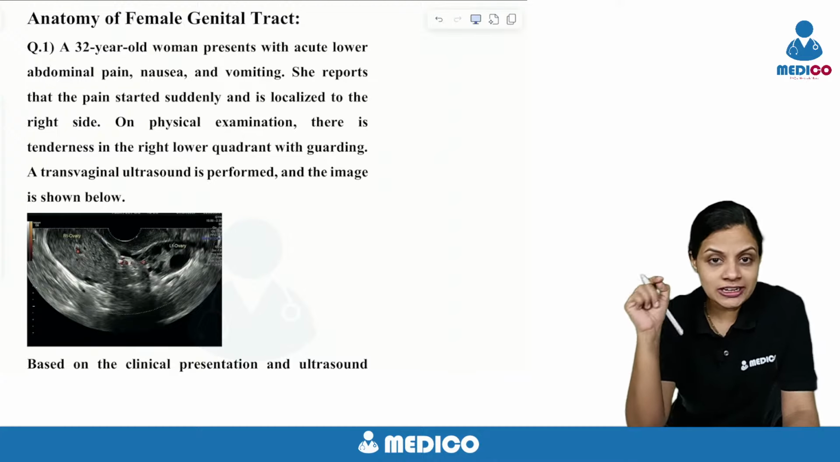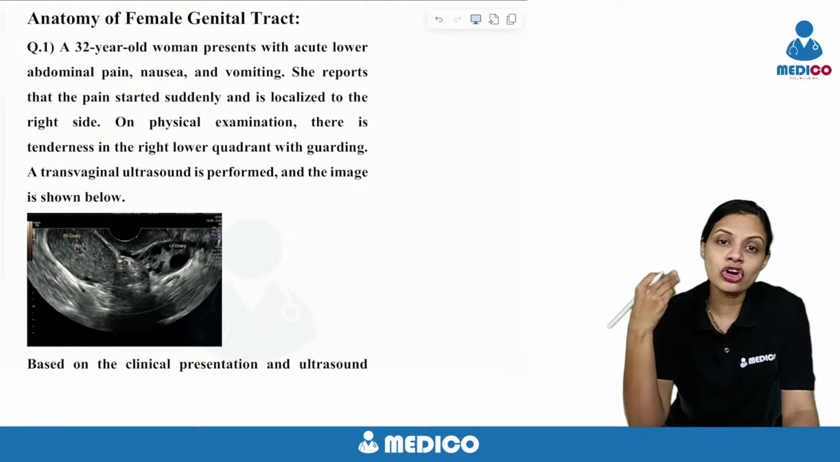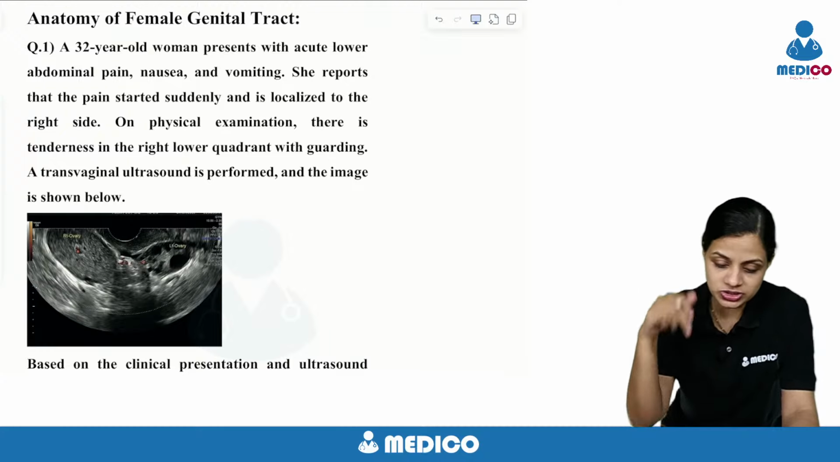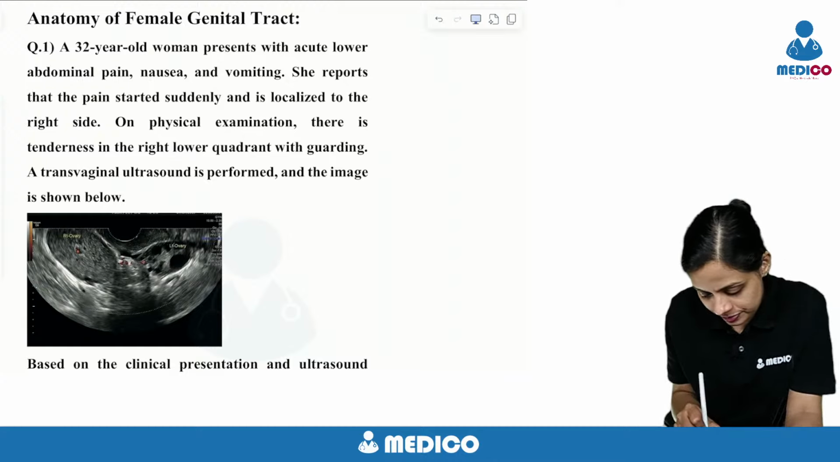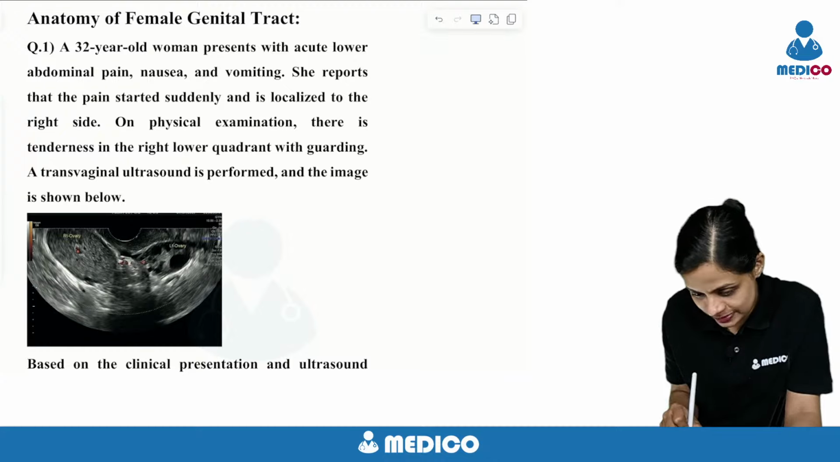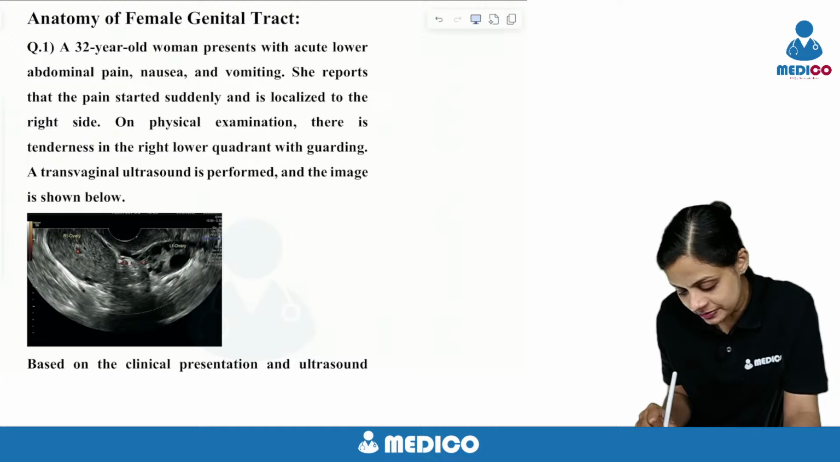So once you have done a culdocentesis, what are the things you can expect to aspirate, or what all diagnosis can you make from a culdocentesis? You can aspirate serous fluid. If it is serous fluid that you have aspirated, it probably means that the woman is post-ovulation.